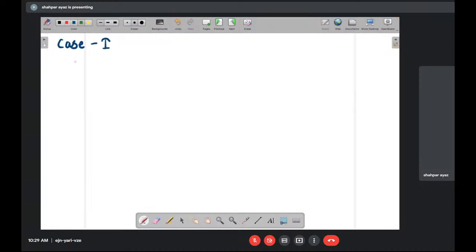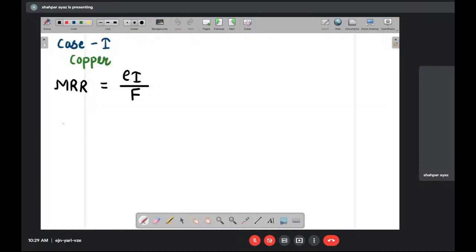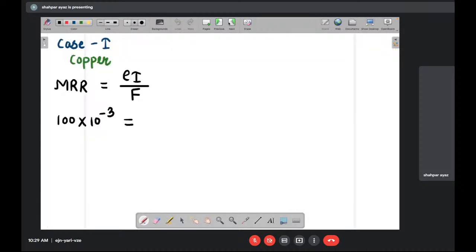Case one for copper, if I am talking about, right? So for copper, guys, the MRR will be, this is your EI by F. This is the formula, EI by F, right? And MRR we have, that is your copper 100 milligram per second. So milli, if I convert it into gram, 10 to the power minus 3, equivalent weight of copper, guys. Equivalent weight is what? Atomic weight by valency, means 63 by 2. So 63 by 2 is what?